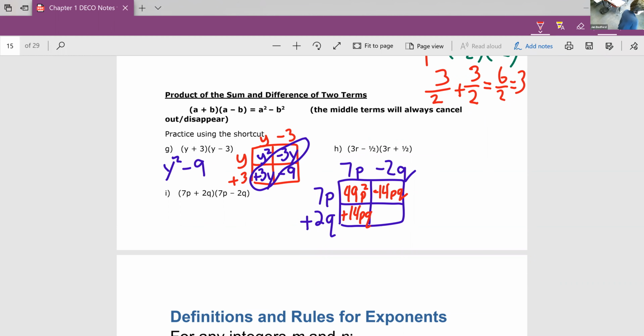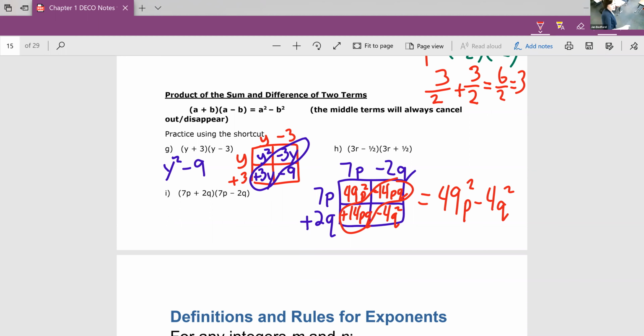And then what went in the bottom right? Good. A +2 times a -2 is a -4, and q times q is q squared. Now, if these parentheses have the same thing in them, except one has a plus sign and one has a minus sign, what happens when we add up our diagonal? They cancel out. They're the same thing, except one's plus and one's minus. And that meant we wound up with 49 p squared minus 4q squared.